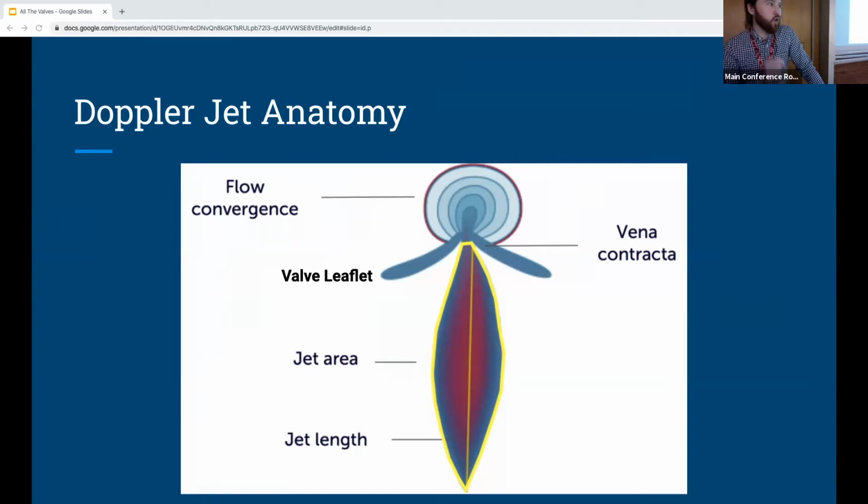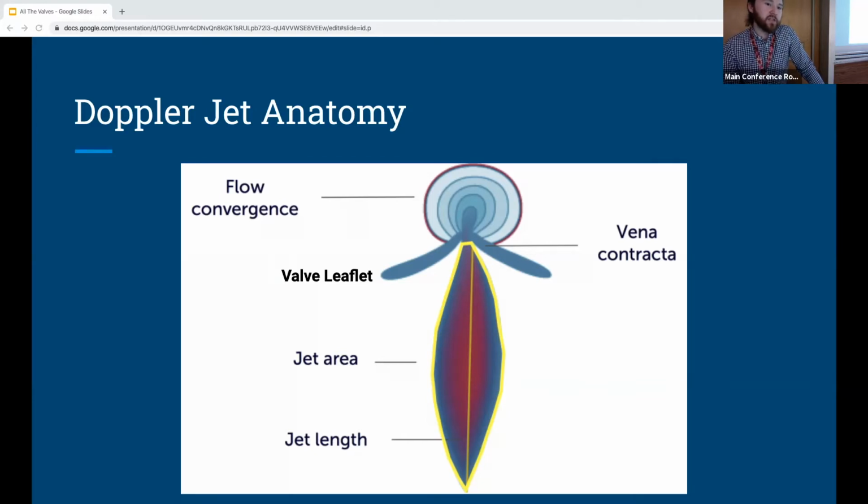If you're doing quantitative assessments of these jets, you can actually measure the vena contracta, and the size of the vena contracta tends to correlate with severity. That's not our goal. Our goal is just to know that this exists.